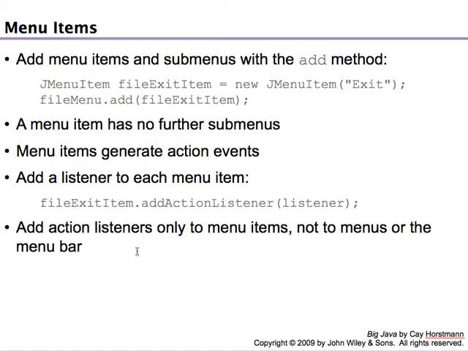So to add a menu item and submenu, there's an add method. So you create a JMenu item, file exit, for instance, new menu item exit, and then in the file menu you add that to a menu. So menu item is added to menu. A menu item has no submenus. Menu items generate action events. So this is where the event happens.